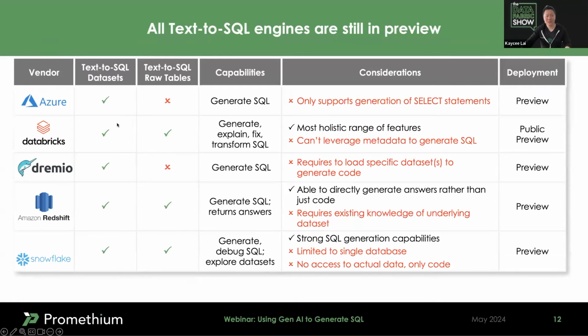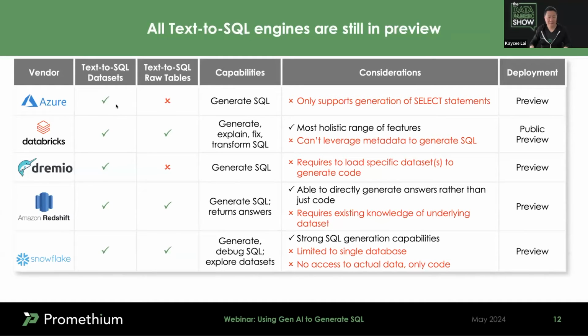And so just a quick scan, and there are many, many more vendors, but we looked at a few of the big ones: Azure, Databricks, Dremio, Amazon Redshift, Snowflake, and looked at what they can do. You remember what I talked about earlier: there are some that can do text-to-SQL to generate a data set, and some that can do text-to-SQL from raw tables. So which ones can do which? This shows you which ones can do which.